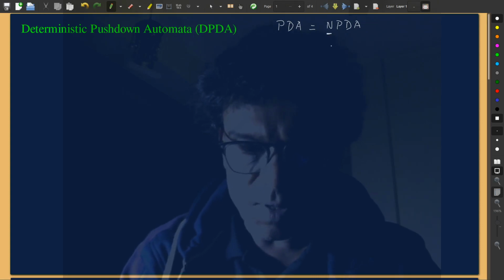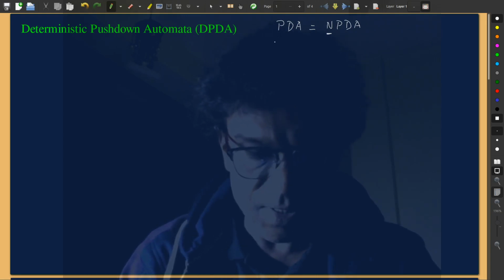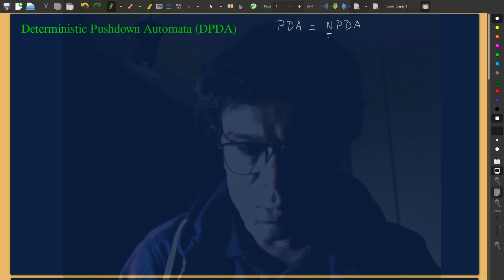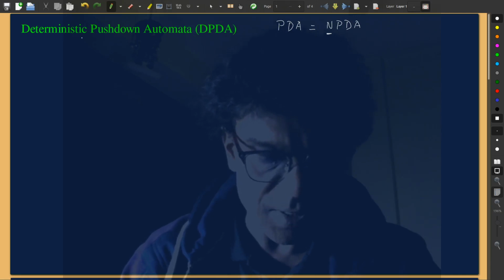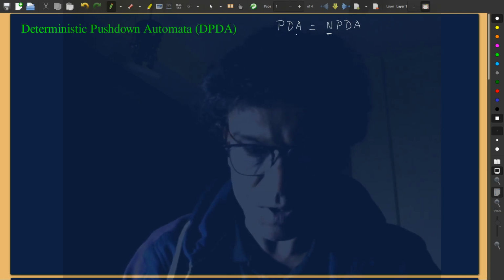So non-determinism is inherent in the definition or nature of pushdown automata. In today's material, we will see what we can conclude if we restrict our attention only to deterministic variants of pushdown automata.